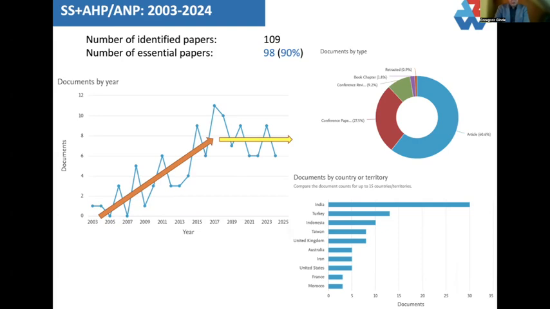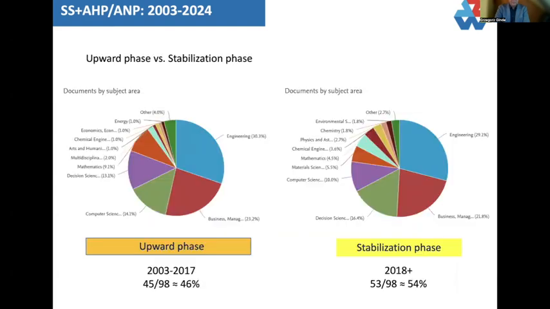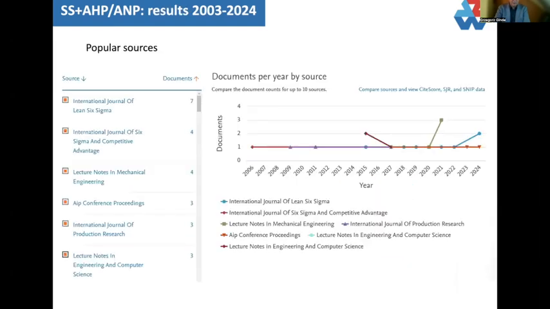And we can see also from the countries that there are many different countries, like Asian countries, who are specialized in application of AHP and ANP in Six Sigma. So for those two phases of the development and stabilization, we can see that it has also stabilized the application areas. Okay, next slide, please. Okay, next one.